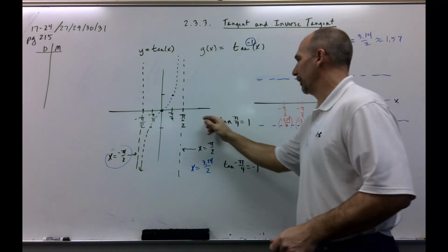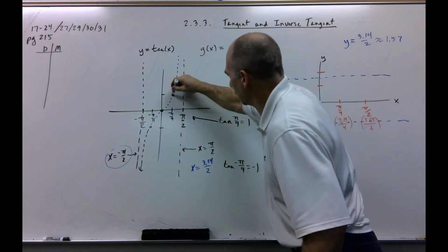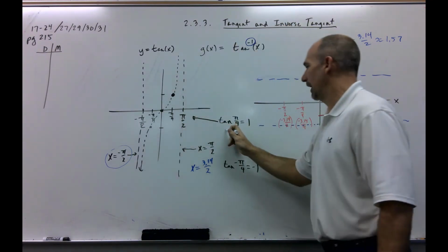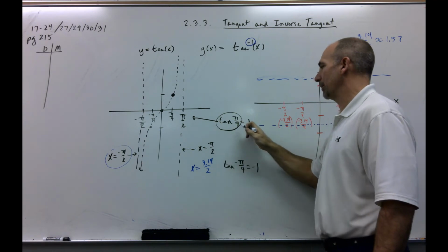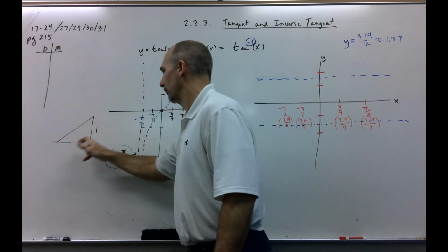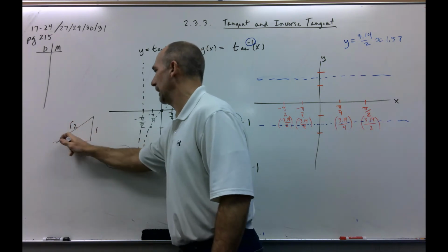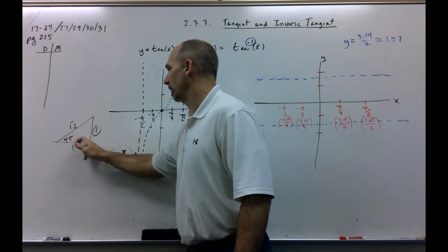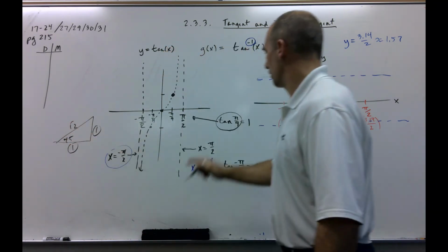So notice, over here, this point right here, if I take tangent of 45 degrees, I'm going to get 1. Don't forget, that shouldn't be a shocker, because if I have a 45, 45, 90, tangent is opposite over hypotenuse, so it's always going to be 1.